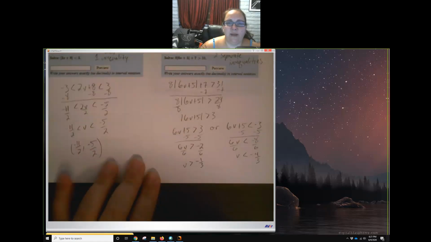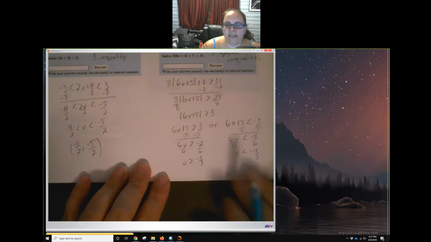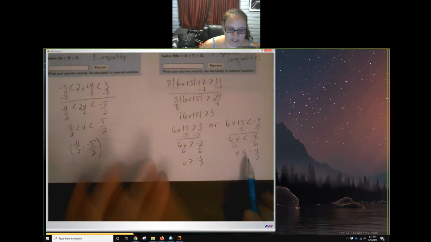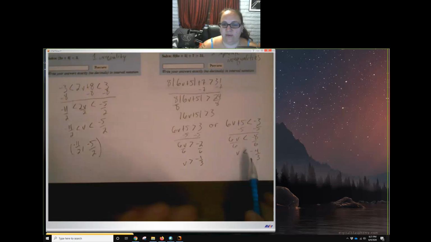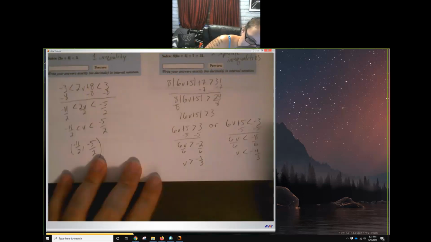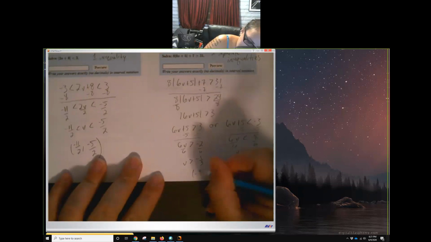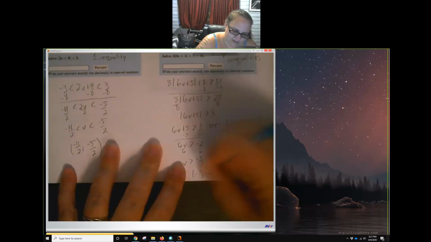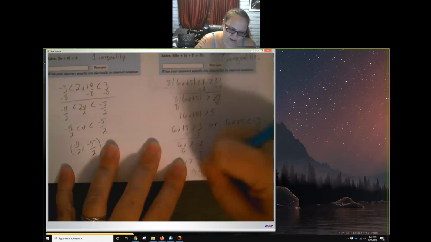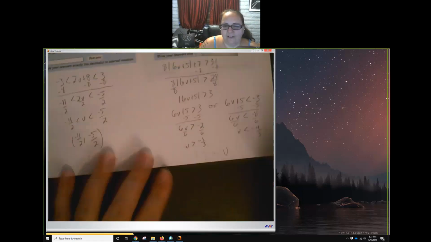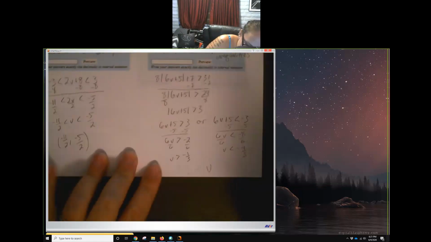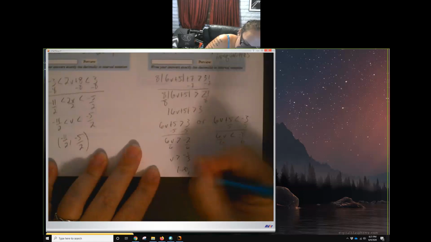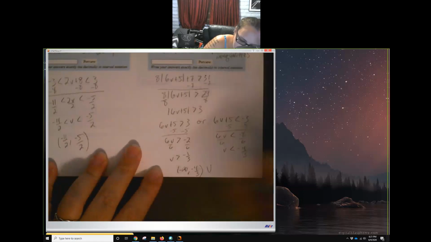And then in interval notation, we would say that's all the numbers to the left of negative 4/3 and all the numbers to the right of negative 1/3. So this would be negative 4/3 to infinity, union, nope, that's backwards. Negative infinity to negative 4/3, union, negative 1/3 to infinity.